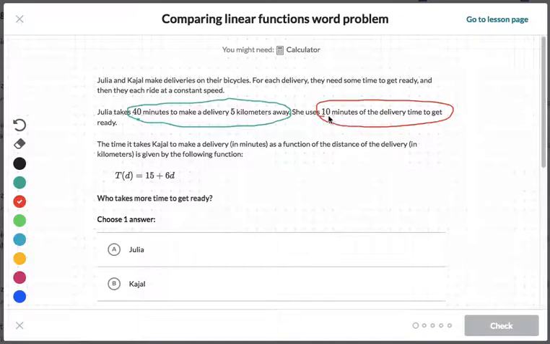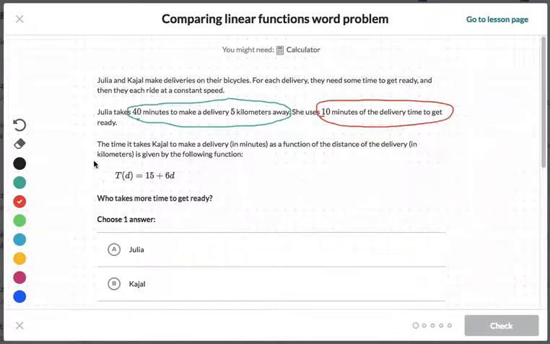It also looks like when you're looking at this, she's saying you use 10 minutes of the delivery time. So there's not 10 minutes before the delivery time, it's 10 minutes of the delivery time to get ready. So before you calculate the slope on this, you would actually have to subtract 10 minutes to begin with, because it's included in the 40 minutes. So in this case, you're talking about an equation that is essentially, for Julia, y equals 30 over 5, because 40 minus 10 is 30, plus 10, which is the 10 minutes of the delivery time. So it takes her 6 minutes per kilometer to make the delivery after that 10 minutes.